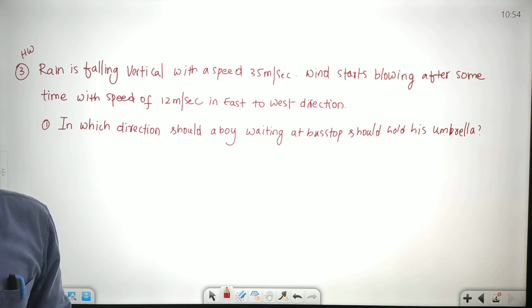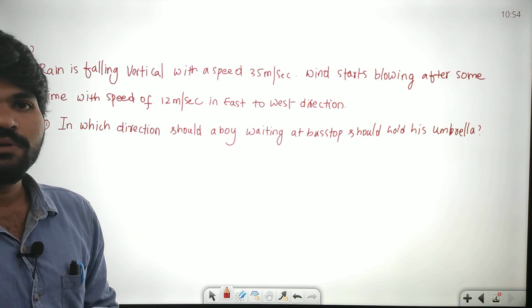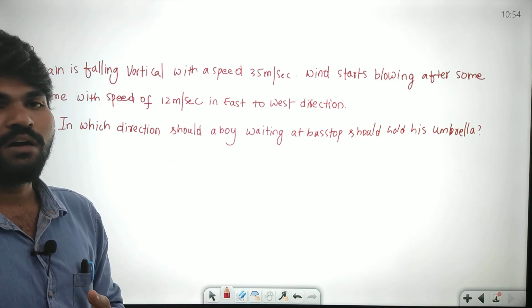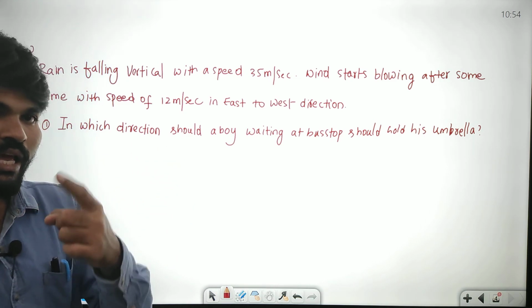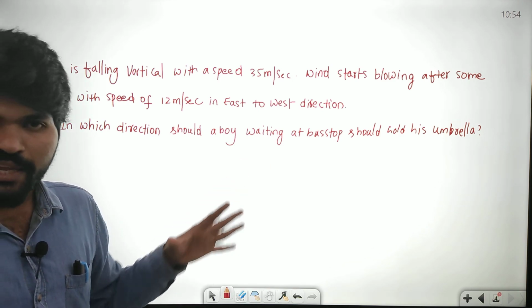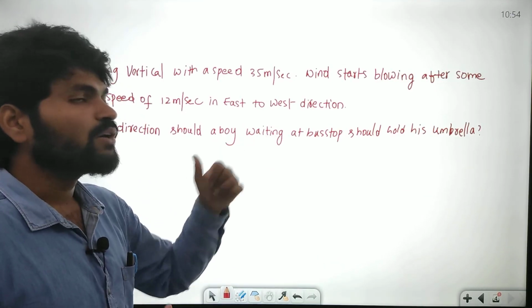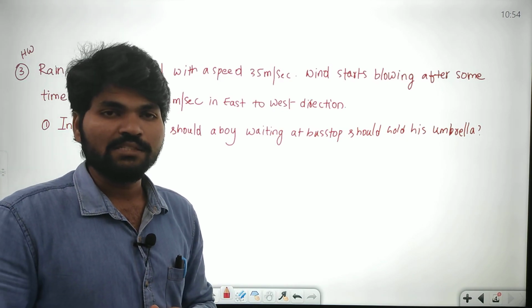Okay, hope you understand the concept, the magnitude and direction concept. If you understand that clearly, then only you are able to solve this question. This is a very easy question. Please don't forget it, practice those problems and try to solve it, and we will meet in the next class. Thank you very much.